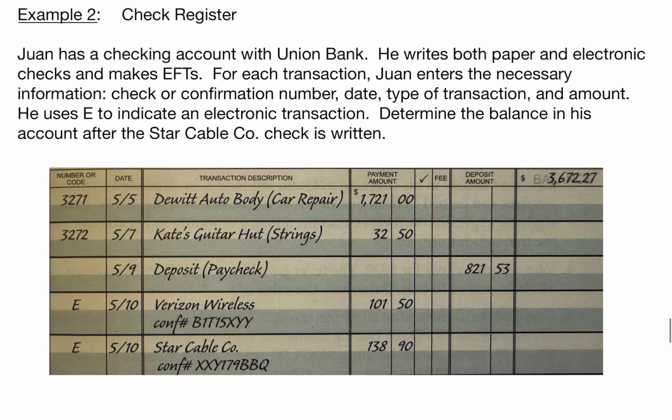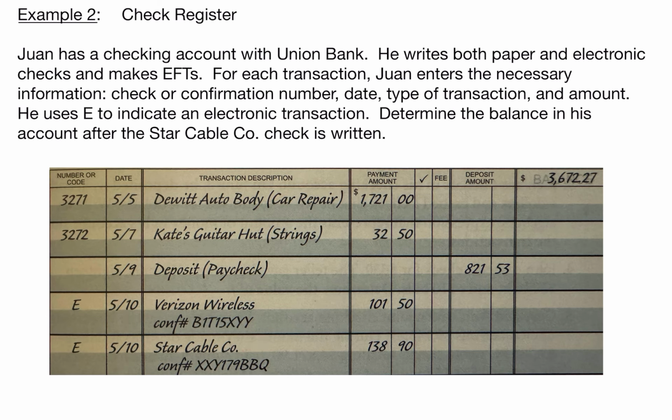Okay, so check register. Here in this example, we say that Juan has a checking account with Union Bank, so he writes both paper and electronic checks and makes EFTs, okay, electronic fund transfers. So for each transaction, Juan enters the necessary information, okay, so the check or confirmation number, so we've got the check number here, we've got the date, we got the type of transaction, and the amount. He uses the letter E to indicate an electronic transaction, and so here we need to determine the balance in the account after Star Cable Company check is written.